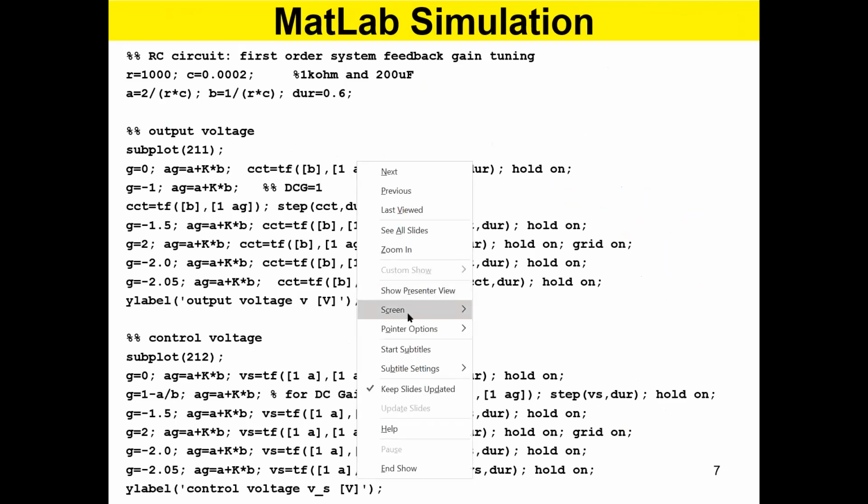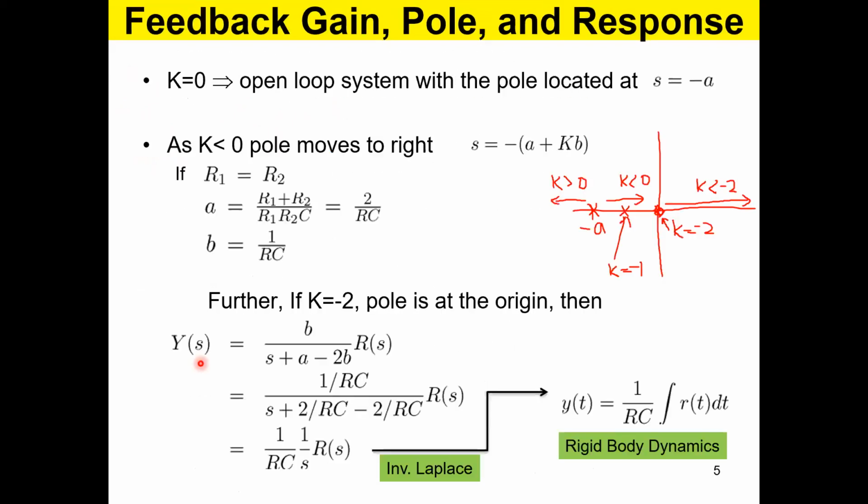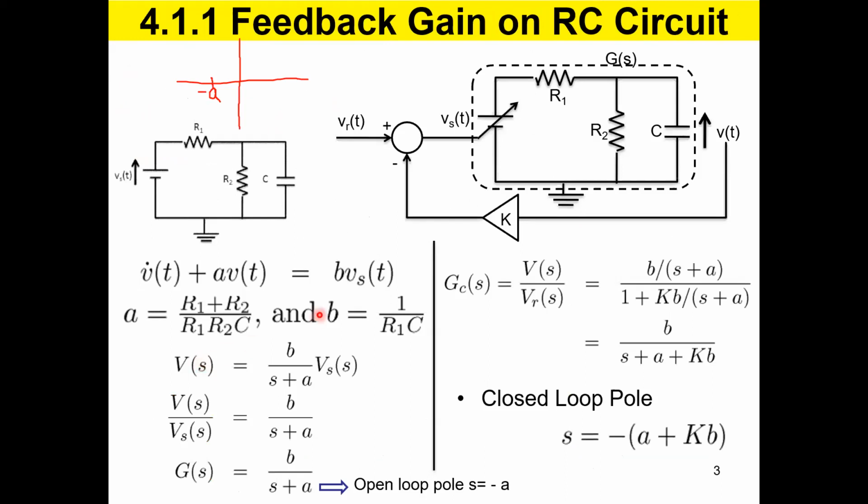So up here, we have the resistor, 1 kilo ohm, R1 is equal to R2 here. And we have the capacitor, this is A, this is B. And I'm simulating the system for about 600 milliseconds. I'm drawing the output voltage and control voltage. So there are two things here, output voltage and control voltage. So this is the output voltage, this is the control voltage, okay?